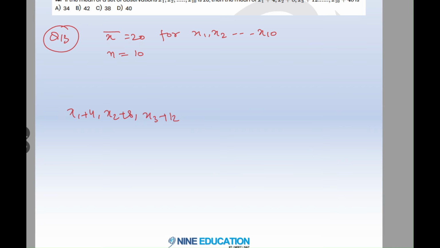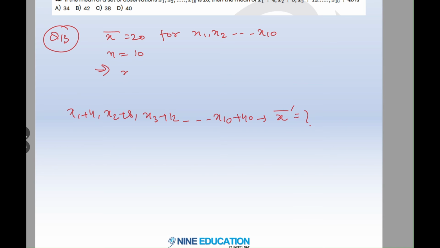Question number 13. Mean of a set of observations is 20. So mean is equal to 20 for x1, x2, so on up to x10. So the number of observations is clearly 10. Now, if you are adding 4 to the first observation, 8 to the second observation, 12 to the third observation, so on, and 40 to the last observation, then what is your new mean? That is the question.